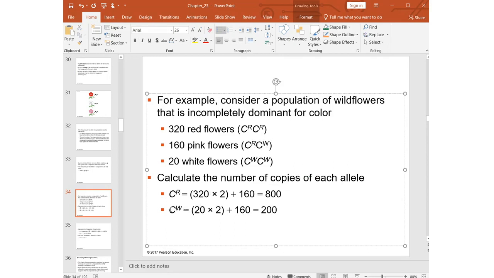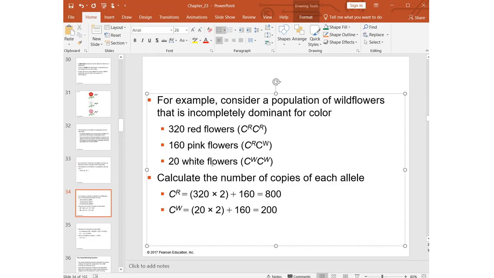And then you do the same thing for the total number of white alleles. Take the total number of homozygotes that have 2 white alleles and multiply that by 2. But all of the heterozygotes, remember, have 1 white allele as well, so you add in the number of heterozygotes. And in this example, it comes out to 200.